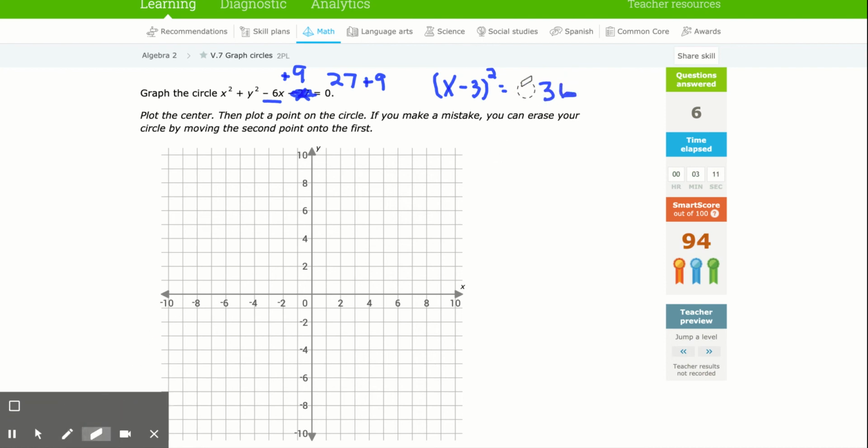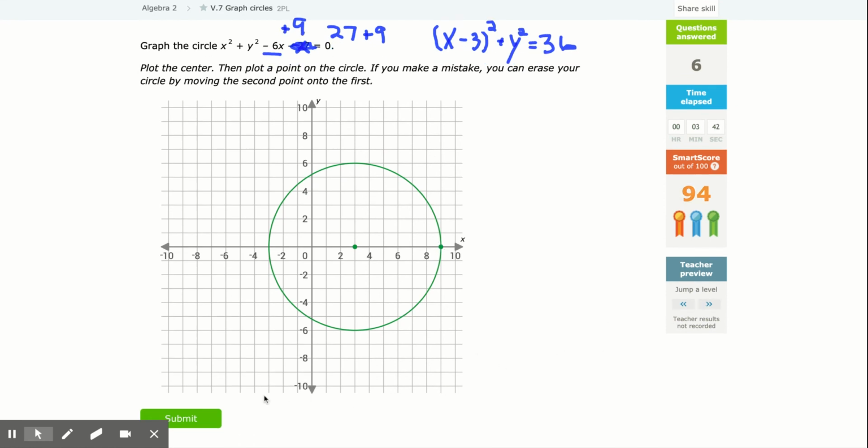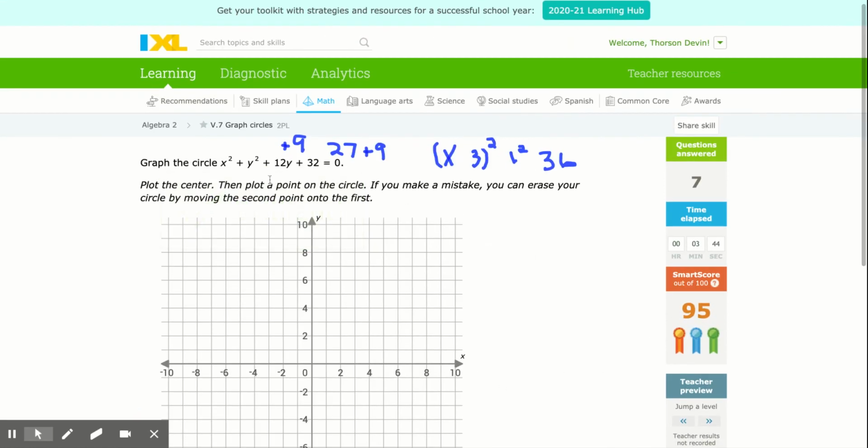I accidentally dropped my y squared. Luckily, there's only a y squared, so it's plus y squared with no addition or subtraction from it equals 36. And again, I just completed the square. And then you can easily see that the center of the circle is at 3, 0, and it has a radius of 6. So if I'm at 3, I'd have to come out to 9. And we've graphed it.